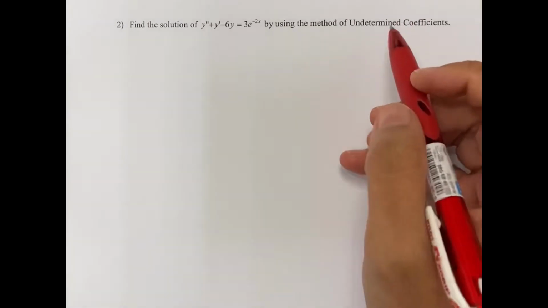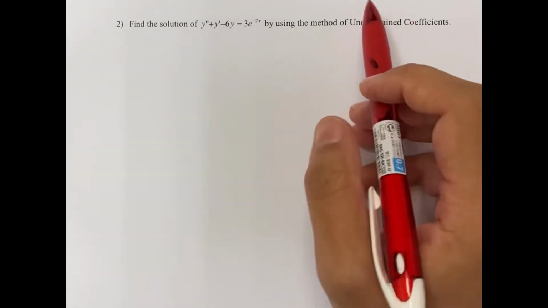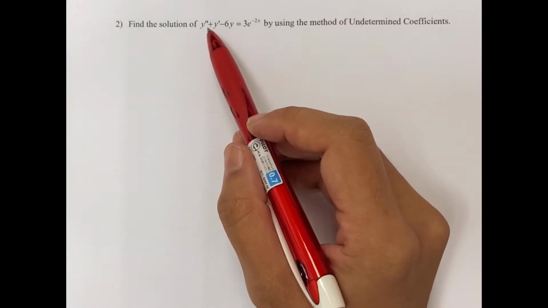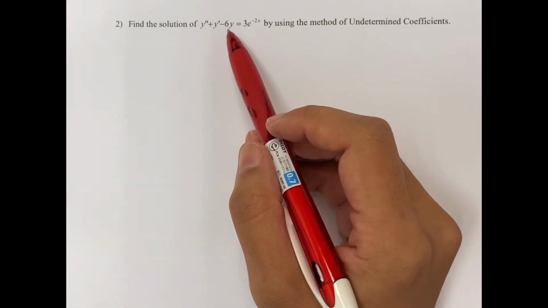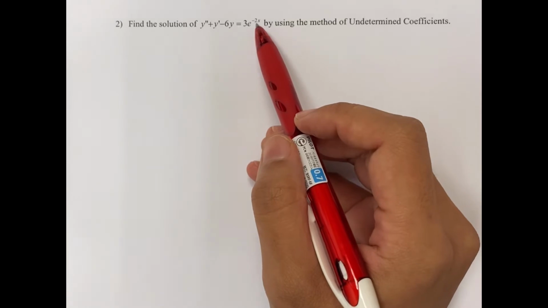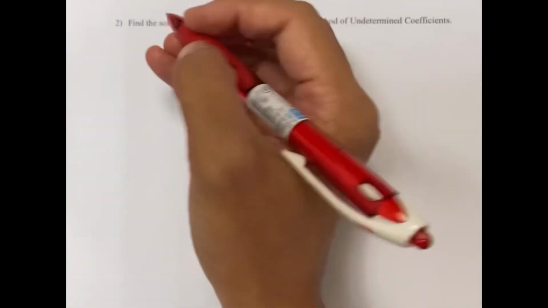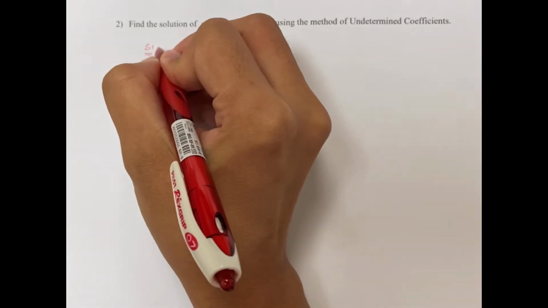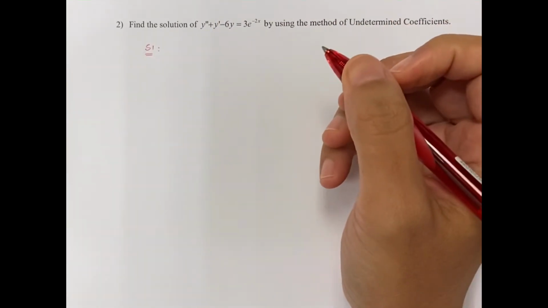In the second example, I will show you how to use the undetermined coefficient method to solve this second order ODE: y double prime plus y prime minus 6y equal to 3 e to the negative 2x. For the first step, you need to find your yh.